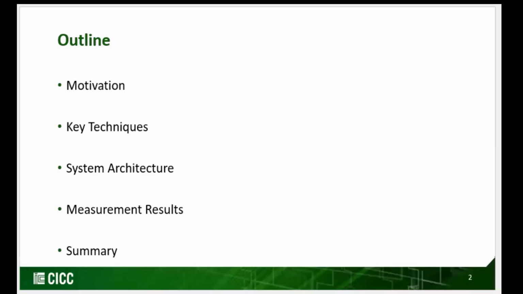This is the outline of my presentation. I'll start with a brief motivation, then I will discuss the key techniques in detail. Then I will talk about system architecture. Finally, I'll talk about measurement results in detail before summarizing the key outcomes. Let's start with motivation.